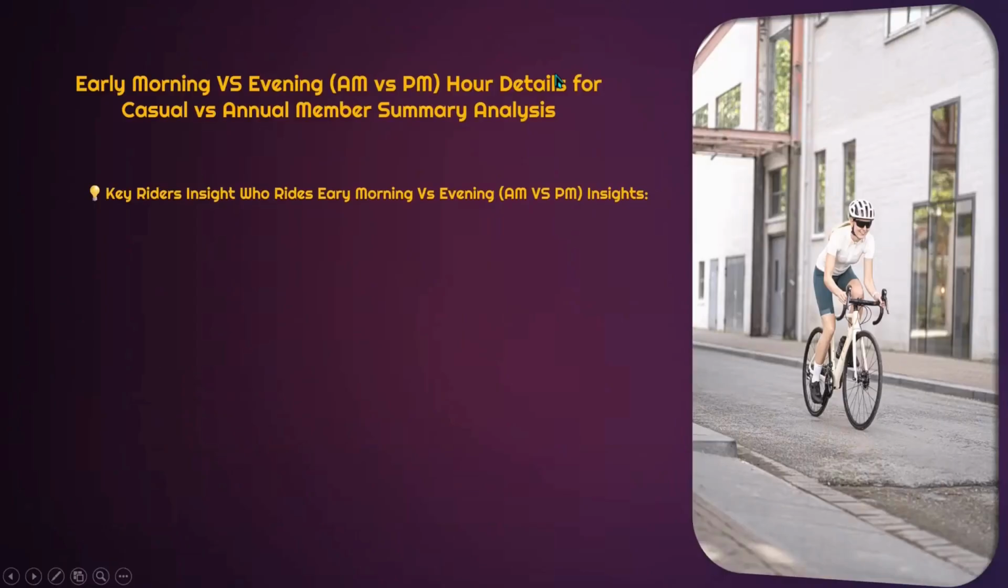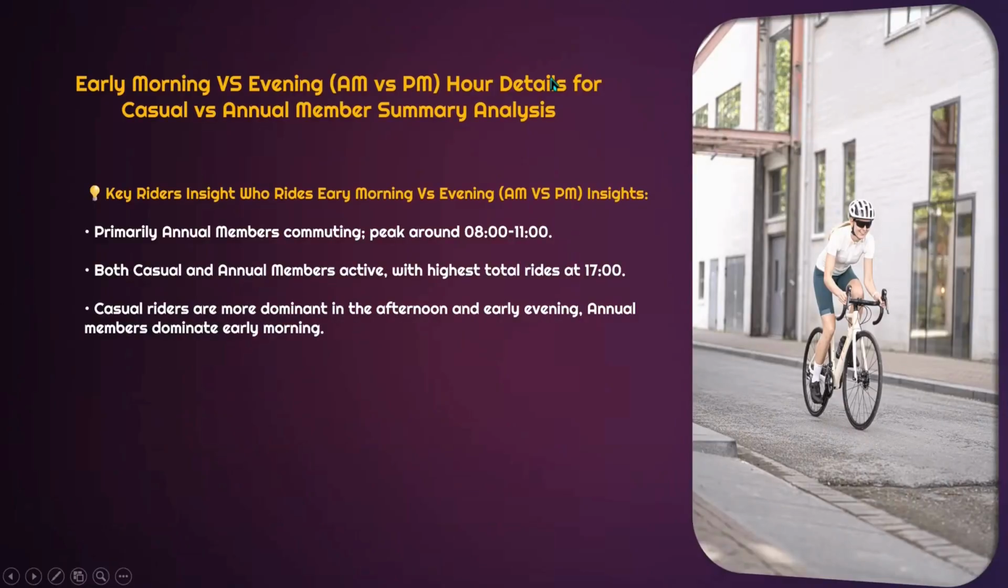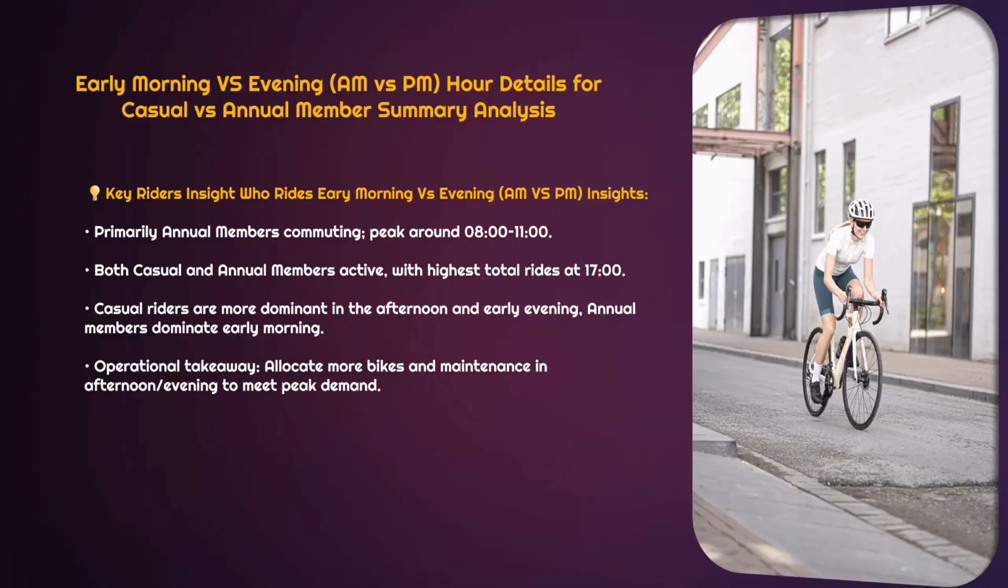Furthermore, the key insight which I have extracted from this process is that primarily annual members' commuting peaks around 8 to 11 am in the early morning. Both casual and annual members are active, with highest total rides at 5 p.m. Casual riders are more dominant in the afternoon and early evening. Annual members dominate the early morning scene. Operational takeaways: allocate more bikes and maintenance in the afternoon and evening to meet peak demand.